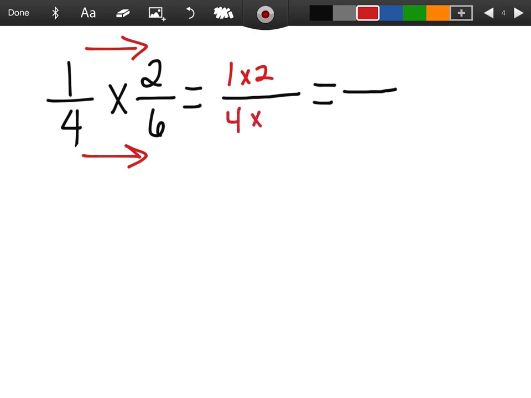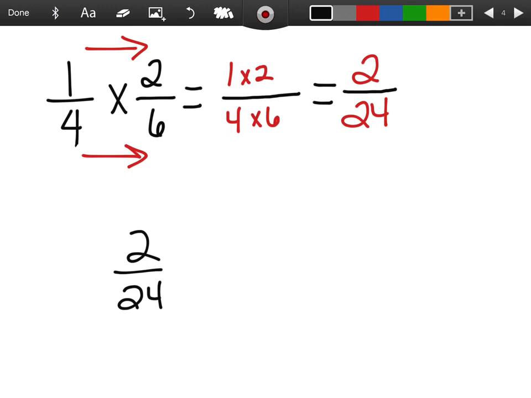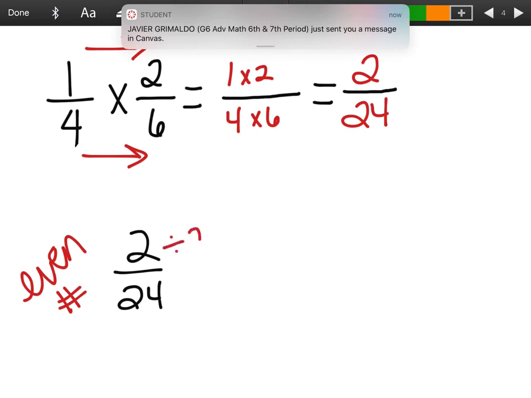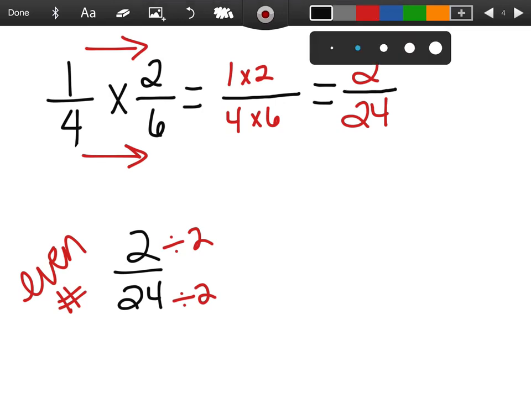Okay? One more, and then I'm going to trick you up some. Okay, so same thing as before. Stay in my lane. 1 times 2 and 4 times 6. 1 times 2 is 2. 4 times 6 is 24. I am not finished because I can reduce them. Okay, so I know 2/24. Again, they are even.